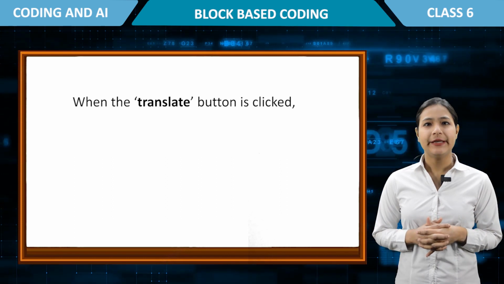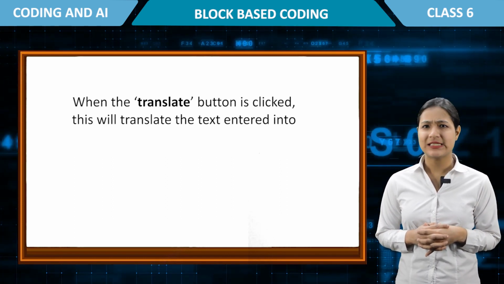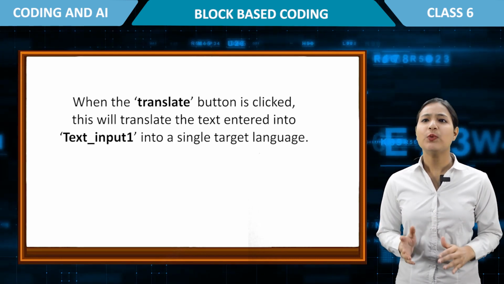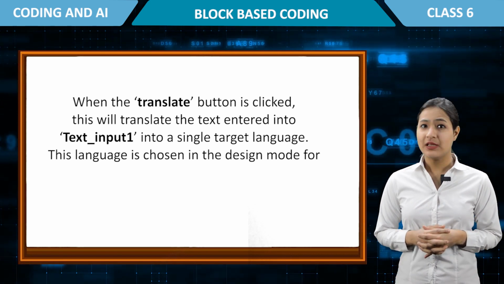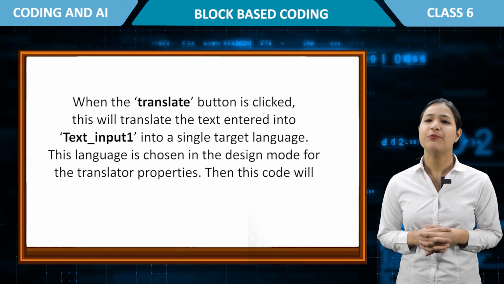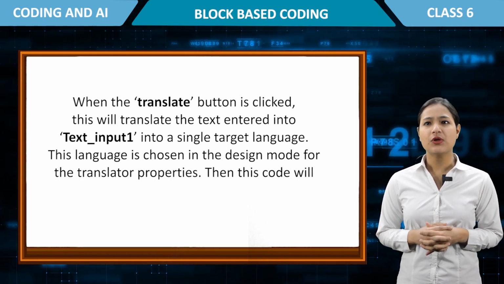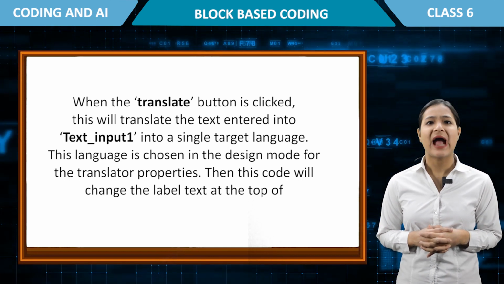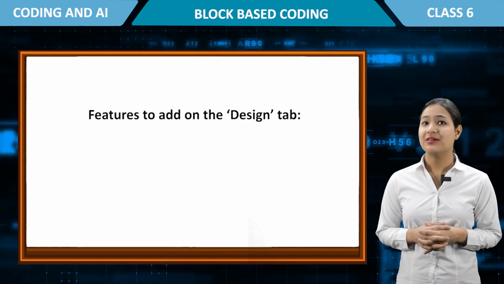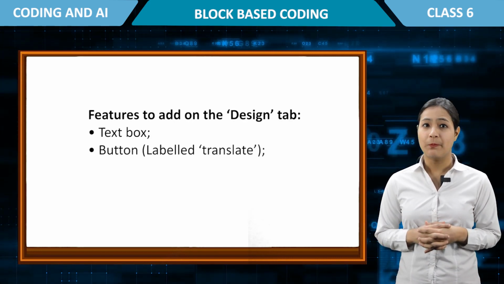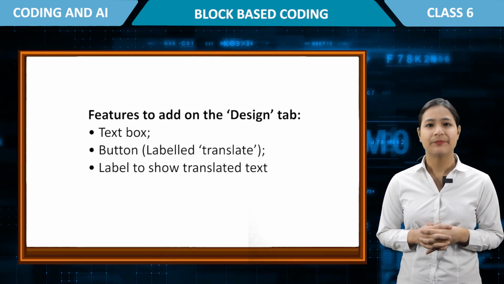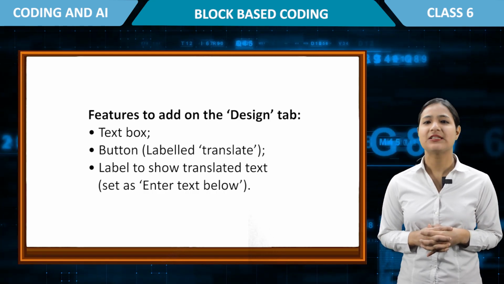Simple translator. When the translate button is clicked, this will translate the text entered into the text input first into a single target language. This language is chosen in the design mode for the translator properties. Then this code will change the label text at the top of the screen to show the output. Features to add on the Design tab: text box, button labeled translate, label to show translated text, set as enter text below.